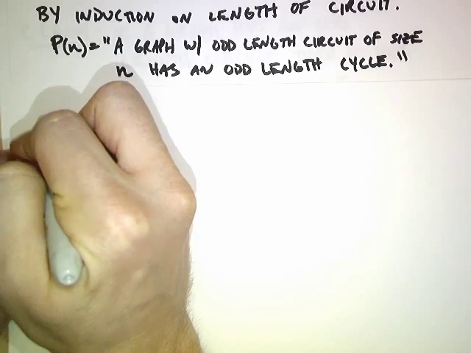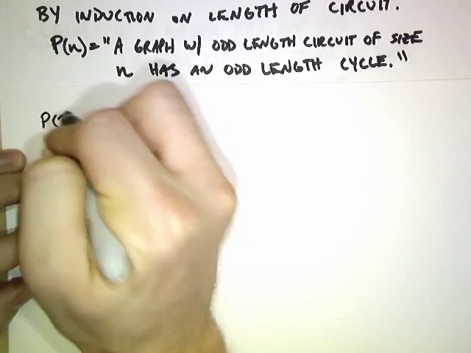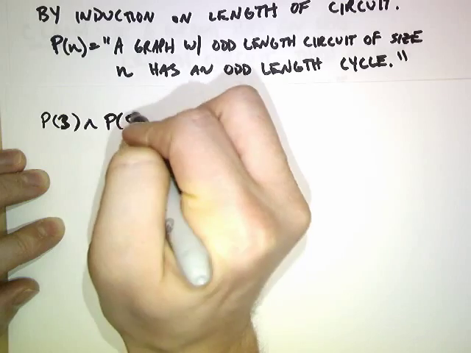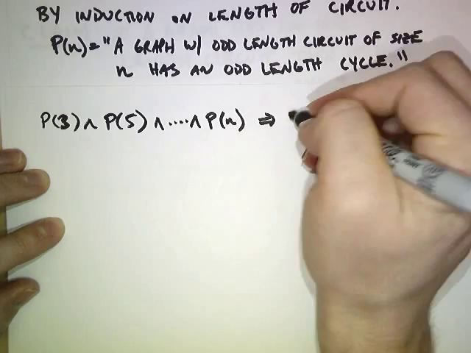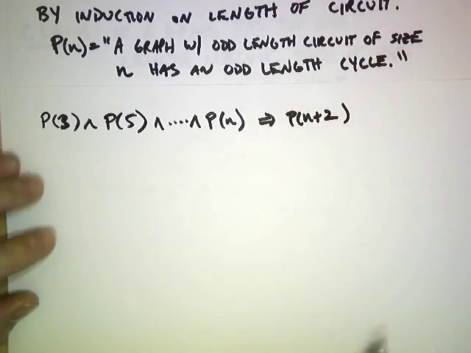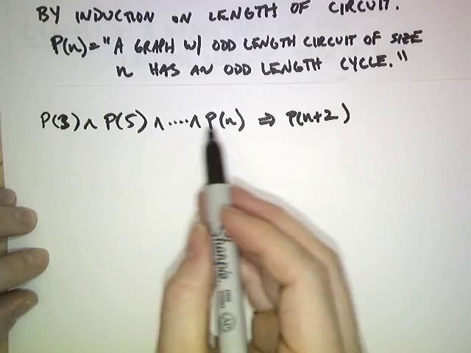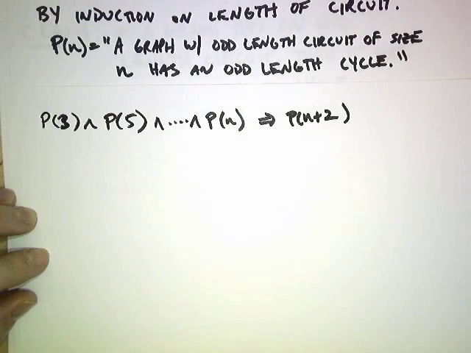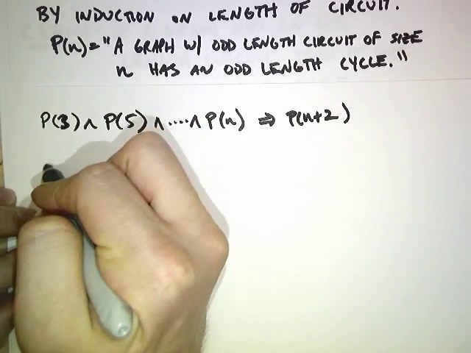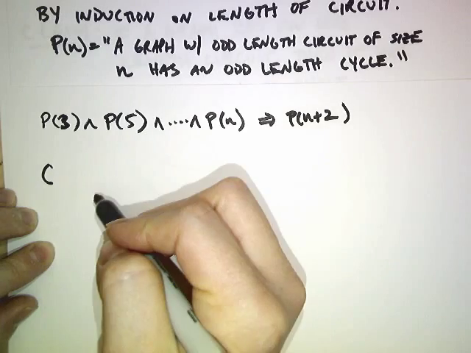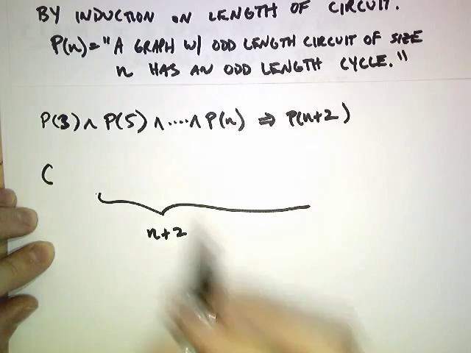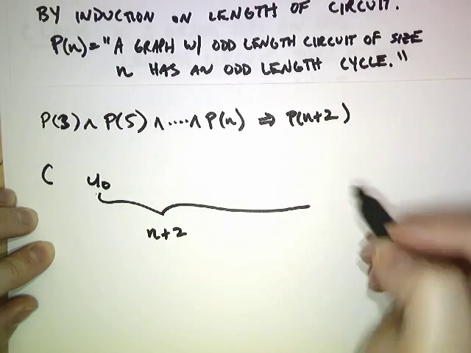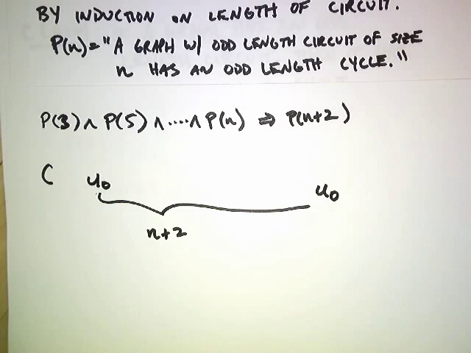So we need to show that P3 and P5 and so on and so forth, and Pn implies Pn plus 2. Remember, we're trying to prove that for all odd values of n, the predicate above, P of n, is true. So we'll start with a circuit C that has length n plus 2. It starts at some vertex u0 and it ends at u0.